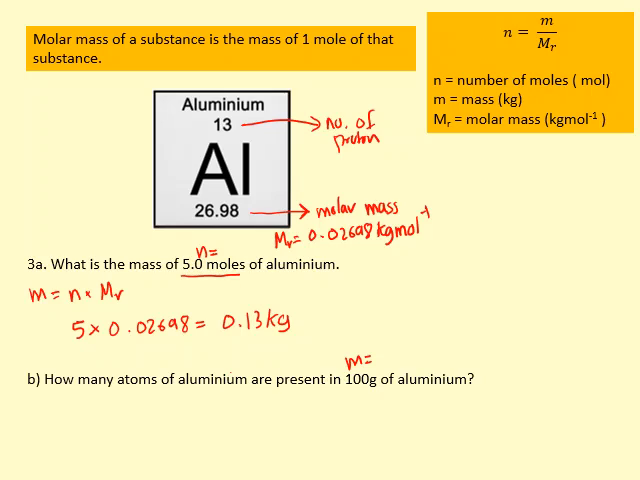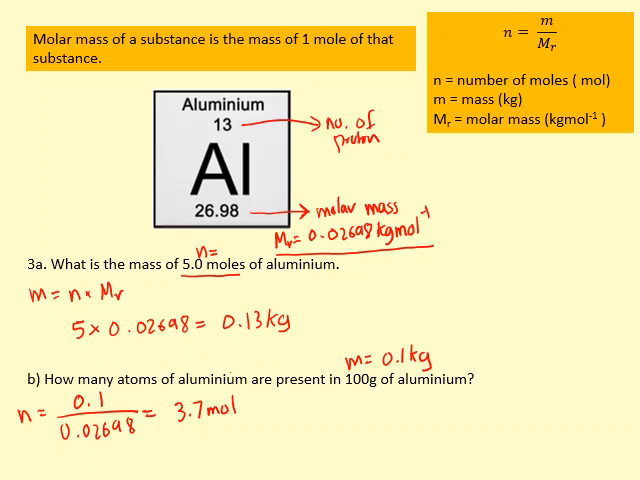How many atoms of aluminium are present in 100 grams of aluminium? So first I need to turn that into kilograms, so 0.1 kilogram. We already have the molar mass from the section here. So we need to figure out the number of moles first. So number of moles equals mass, 0.1, divided by the molar mass. And that gives me 3.7 moles.